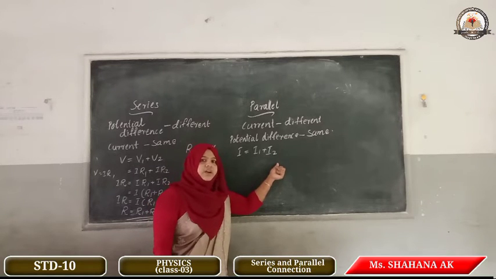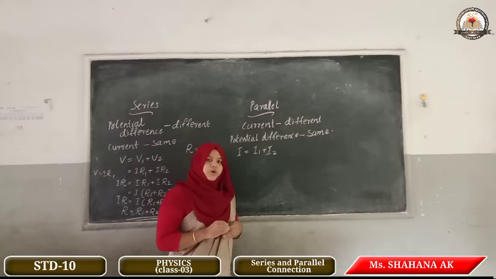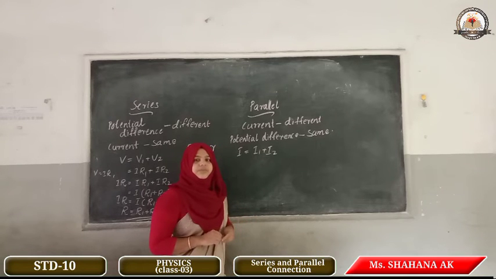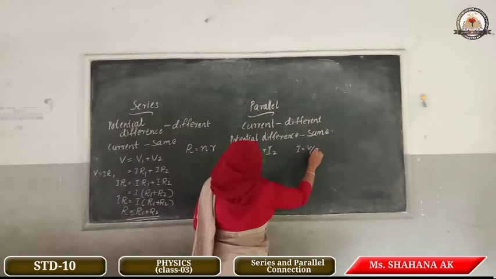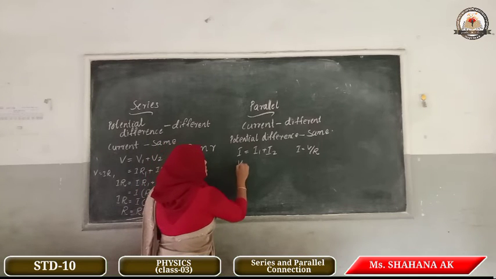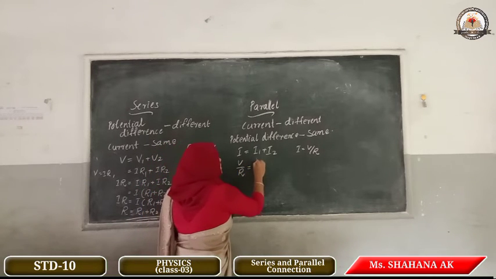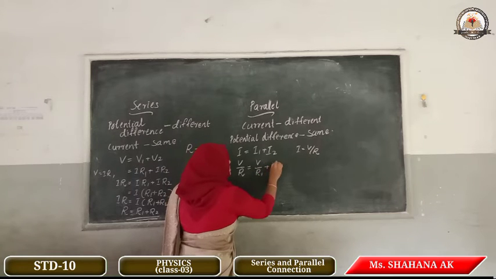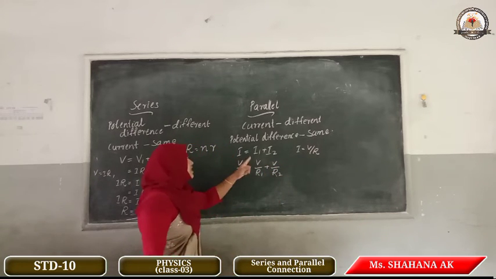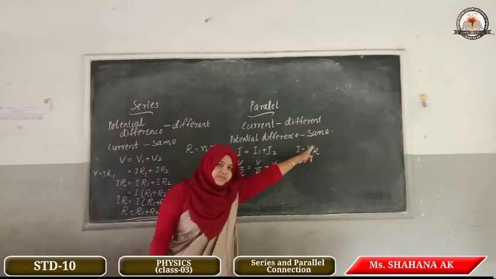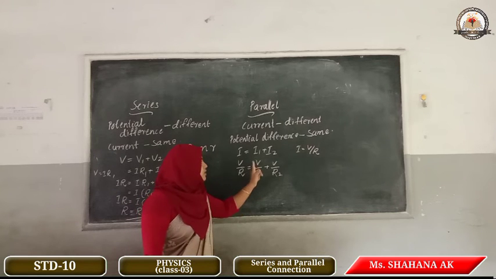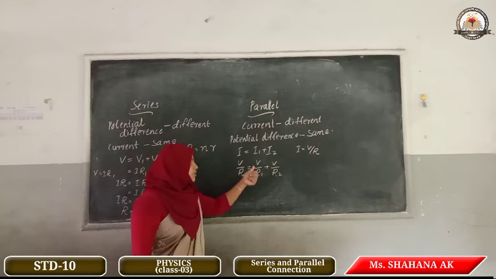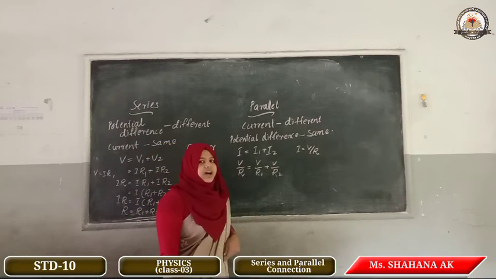Then we have to find the equation for current using Ohm's law, that we have already stated. I is equal to V by R. Here V by R is equal to V by R1 plus V by R2, as the value of potential difference remains same. Across every resistor, the value of potential difference is same. So here V by R is equal to V by R1 plus V by R2.